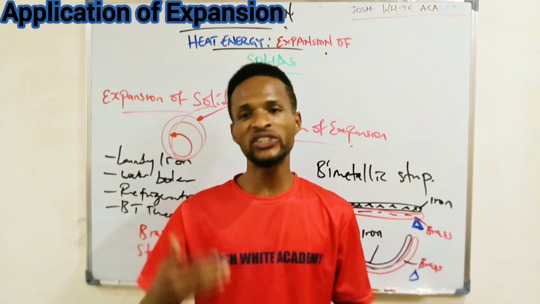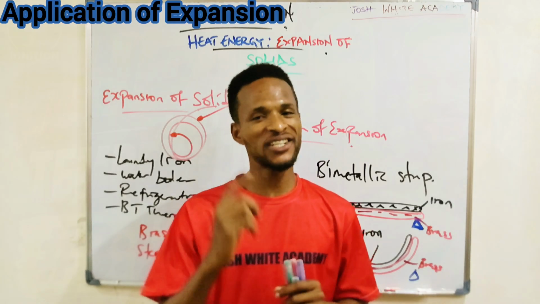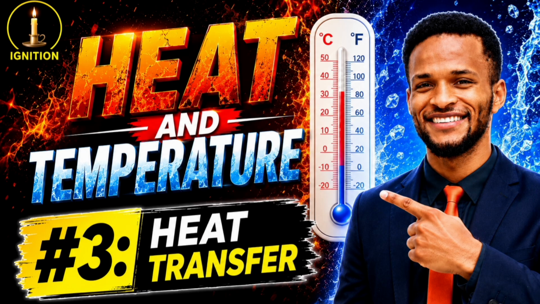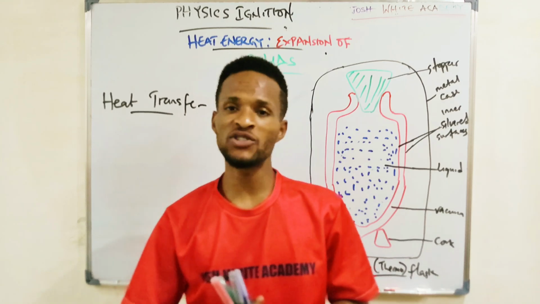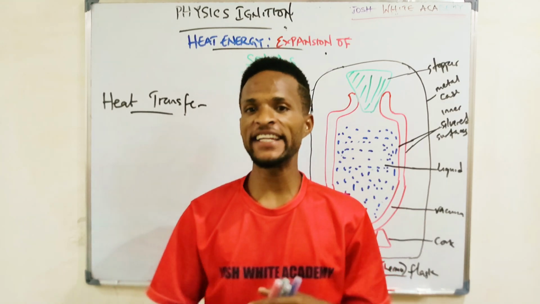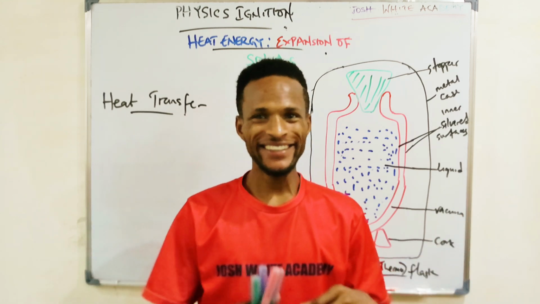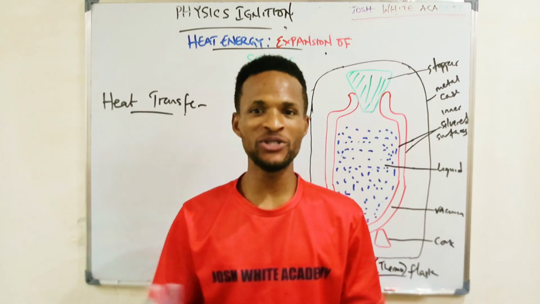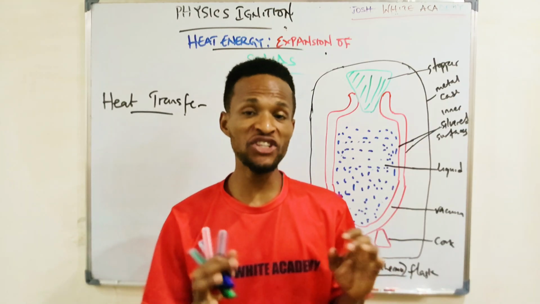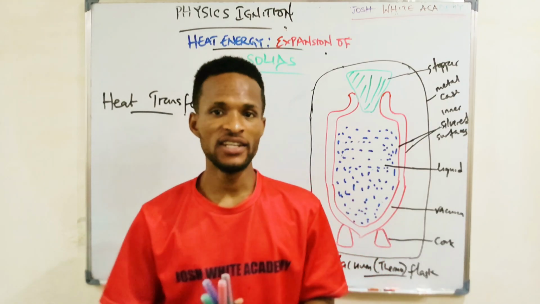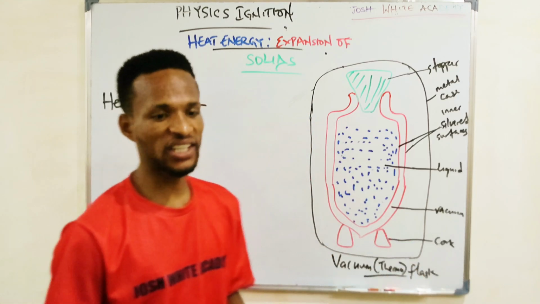Now let's advance to the third section of this class today. Let's talk about heat transfer. So remember, we explained at the outset of the class today that heat is a form of energy that is transferred from the hotter body to a colder body, or from one part to another due to a temperature difference. That means heat can be transferred. Now, there are three major forms of heat transfer. There are three types of heat transfer.